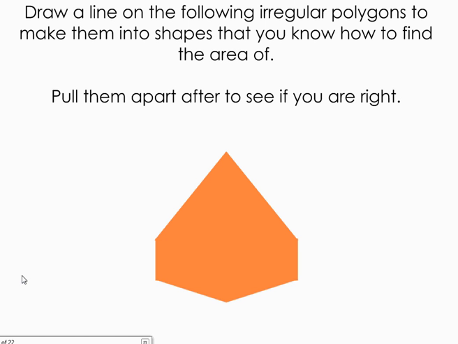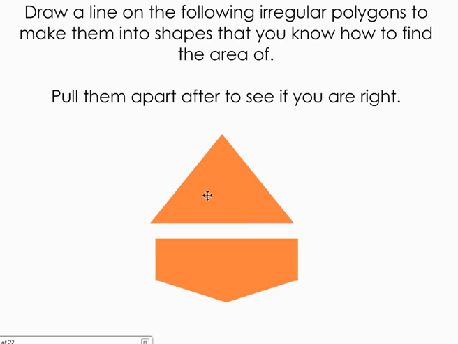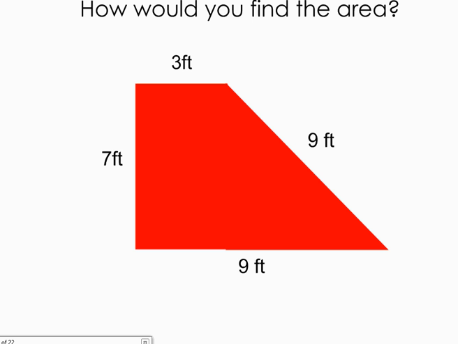All right, so this one, what would you do? This one is a little trickier. You can see that there is down and up. But by drawing lines, you could make a triangle and a rectangle. So that's one way you could divide it up. There's lots of ways you could divide it, but you want to make sure that you're dividing it in a way that you can find the area of regular shapes that you know the formula for.